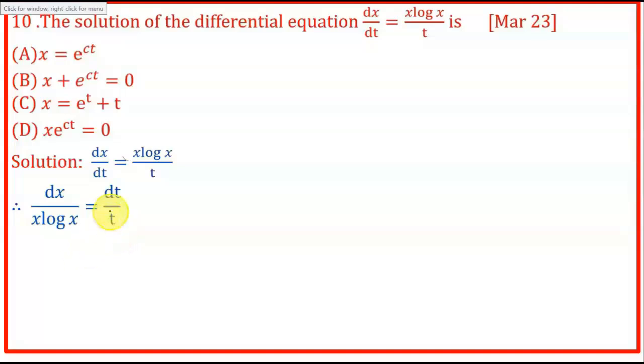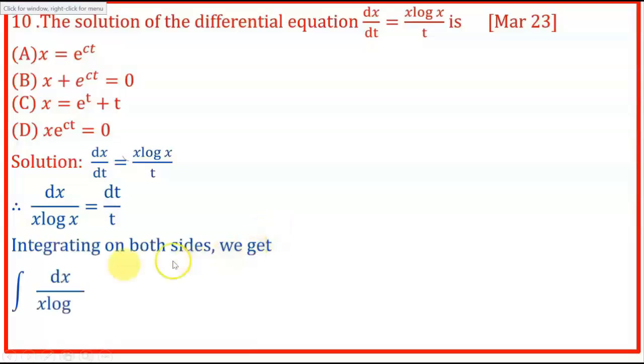Now integrating on both sides, this differential equation is of the variable separable type. With the help of the variable separable method, we can solve this differential equation. Now integrating on both sides, then you will get here ∫dx/(x log x) = ∫dt/t.